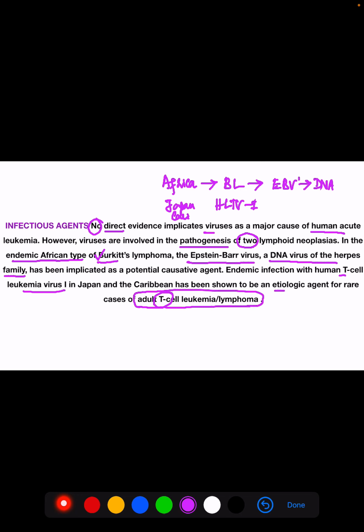Two viruses: Epstein-Barr virus and HTLV1 virus. Epstein-Barr virus, endemic Africa, Burkitt's lymphoma, it is a DNA virus. HTLV1, Japan and Caribbean islands, adult T cell, it's not B cell, it is T cell leukemia lymphoma.